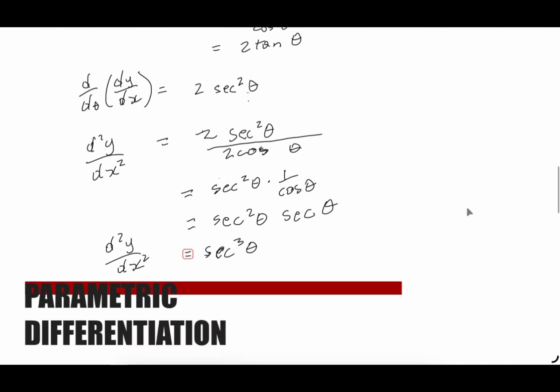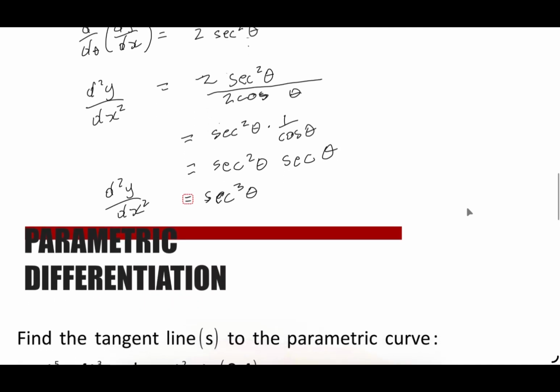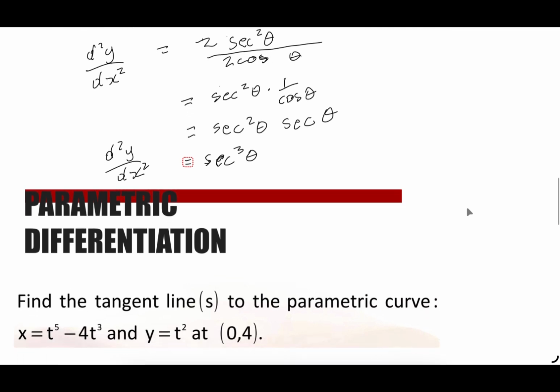All right, so let's look at another example. This time we're just finding a tangent line to the parametric curve, so we only need to find the first derivative here and then plug in these points. Find the tangent lines to the parametric curve x is equal to t to the 5th minus 4t cubed, and y is equal to t squared at (0, 4).